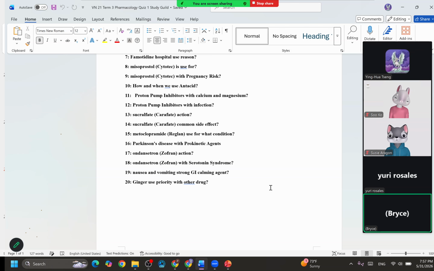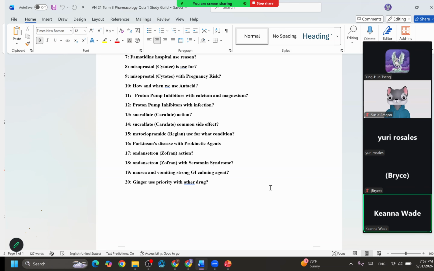SSRI, SNRI. Yes. So be careful when you see patients on depression medications, SSRI or SNRI. When they feel nauseous, try not to give Zofran, because it affects serotonin. That means the patient may be very easy to trigger serotonin syndrome. When they're taking an SSRI, it is already easy to trigger serotonin syndrome, and now if you give Zofran, it is even easier.